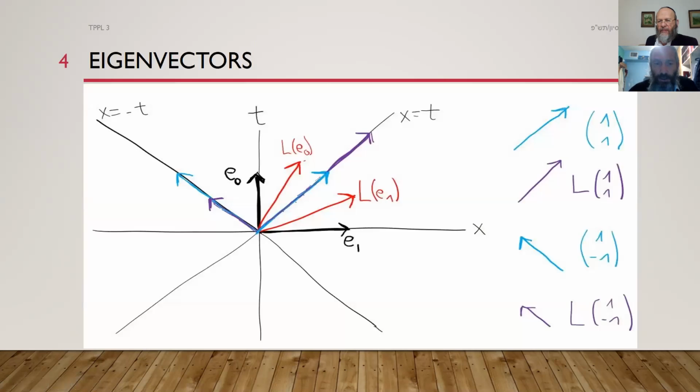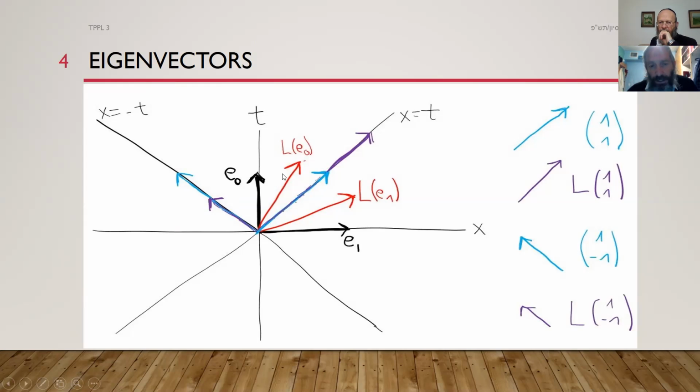Let's see this visually. Here we have the t and x axes. We're looking at what's called one-dimensional space-time, like 1 plus 1 dimension, 1 space dimension, 1 time dimension. And the lines x equals t, x equals minus t represent the light cone. And E0 is a unit vector in the t direction, E1 is a unit vector in the x direction.